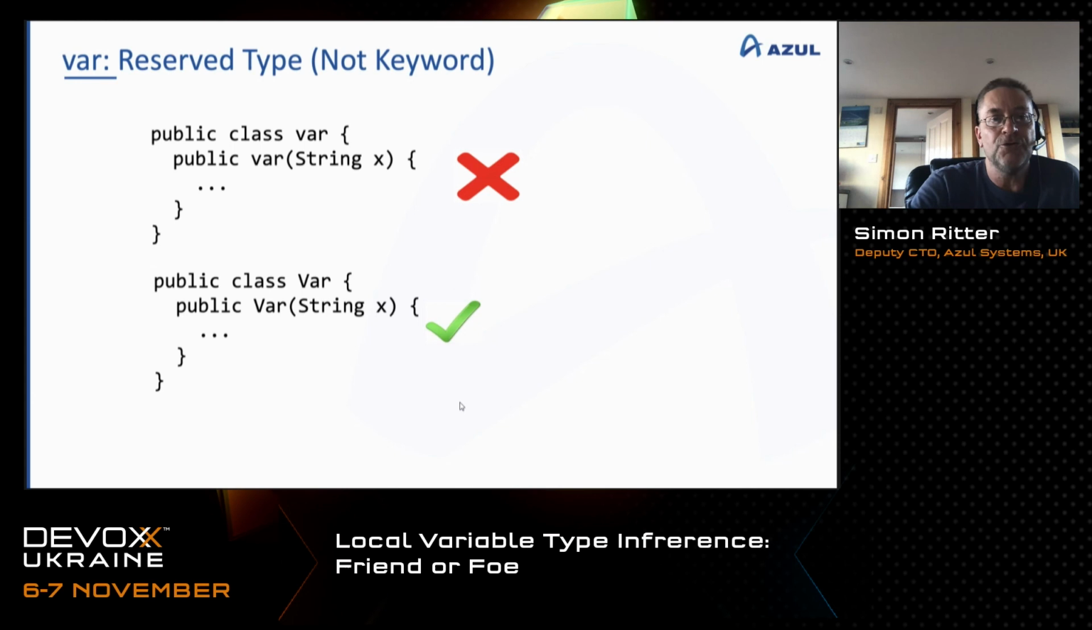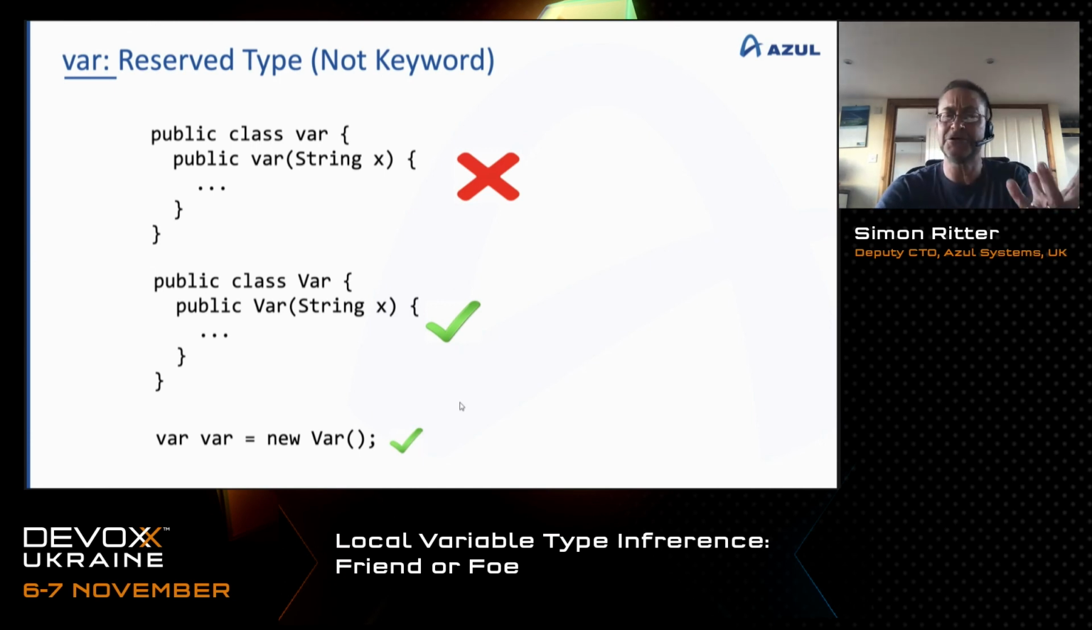Which does mean as well that you can do this. You can say var equals new var. Again, I don't recommend that. That's going to be difficult to look at and go, oh, hang on, what's going on here? But you can do it if you really want to. I tried it.